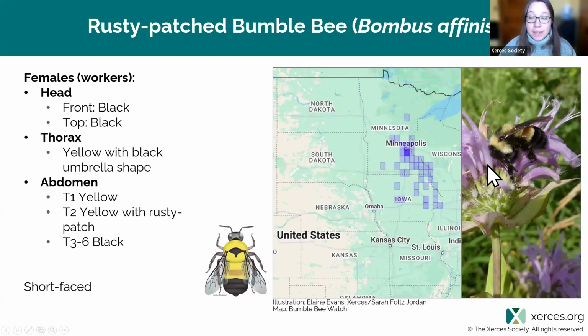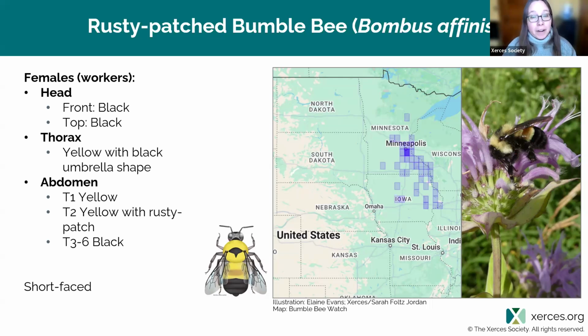Also of note is the fact that rusty patch bumblebees have a short face, so they have short cheeks and a roundish shaped head when you look at them straight on, and this is a really nice characteristic to look out for when you're identifying rusty patch bumblebees to species.